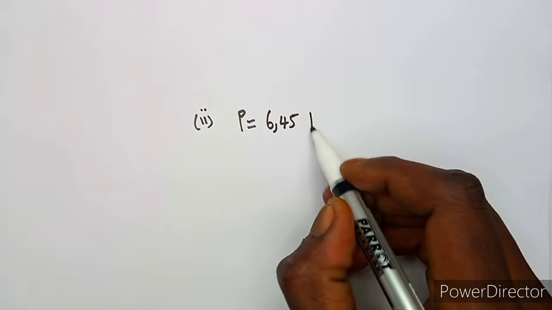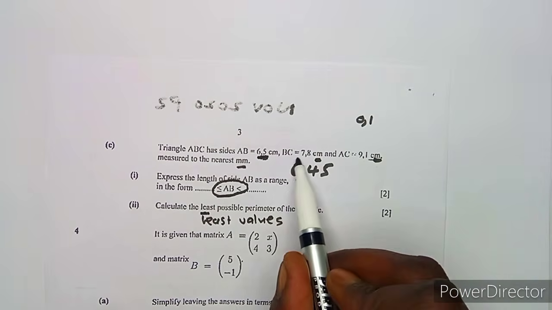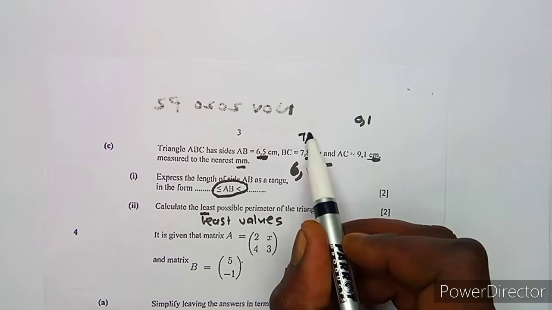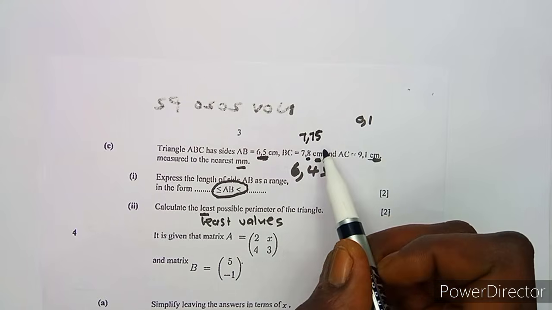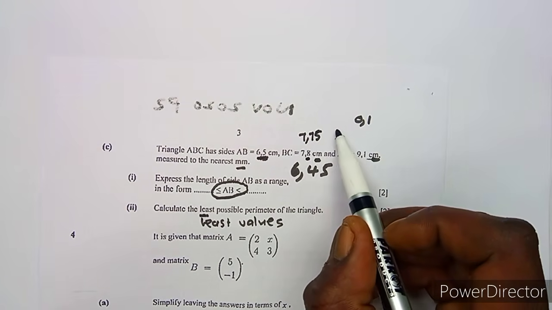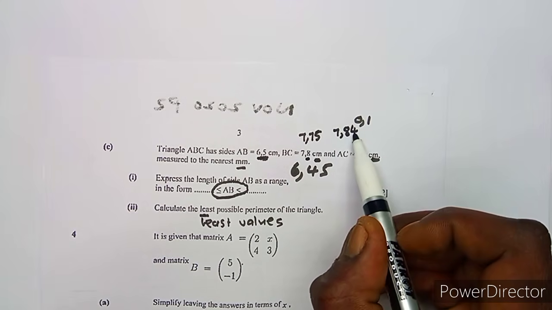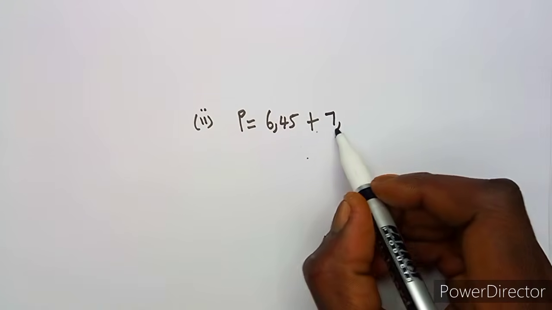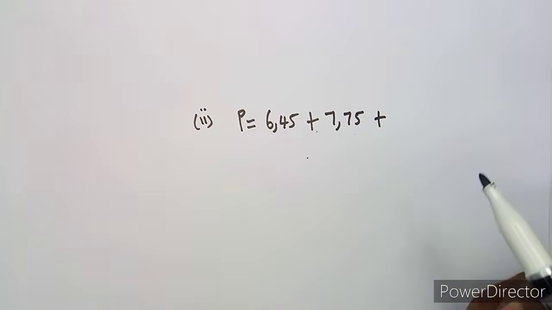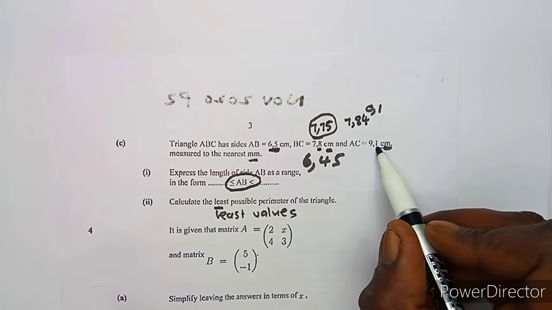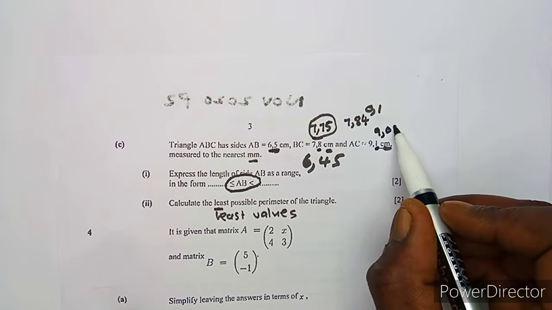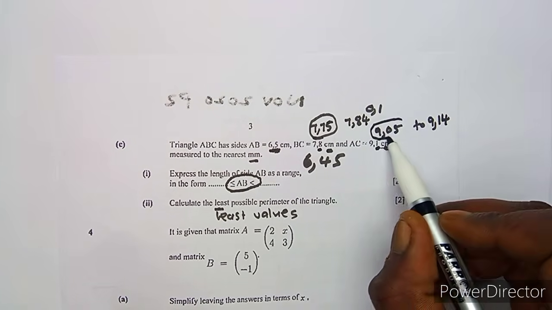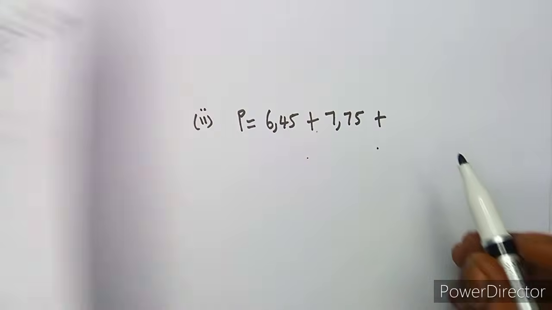6,45. Plus we move on to another side, which is BC. BC is 7,8, which means we are going to subtract 1 here, which is going to be 7,75. That is the least possible value that we can have. The maximum is supposed to be 7,84, but because we want to work with the least, we are going to take 7,75, plus we move on to this one. It's 9,1, which means we subtract 1 here. It's going to be 9,05 up to 9,14. As we are focusing on the least possible value, that is 9,05.